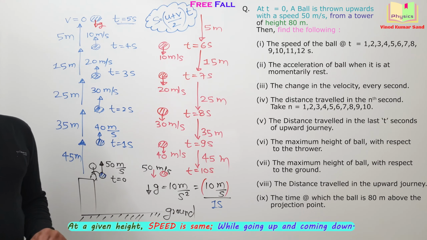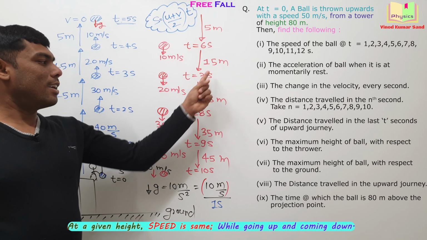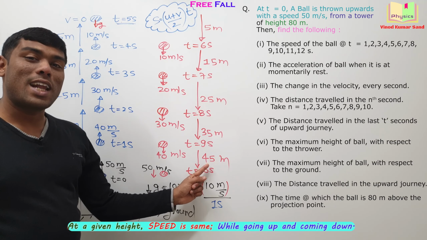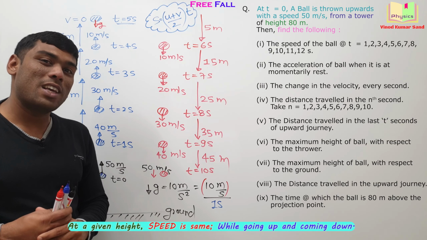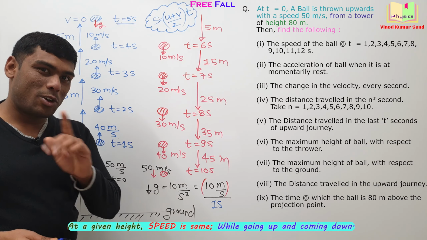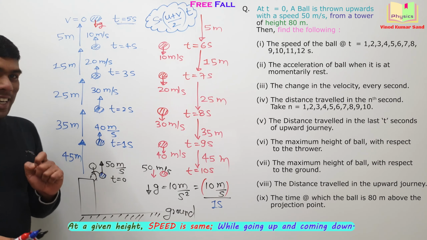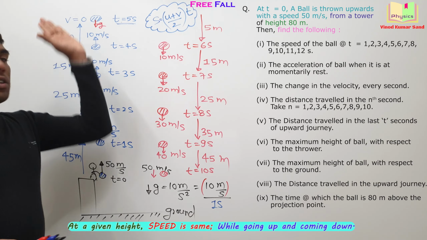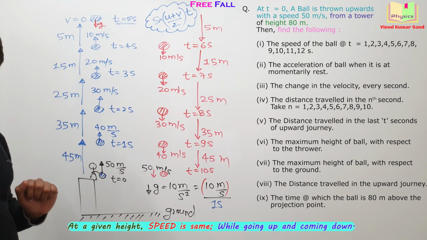Here is one interesting thing. If you note down, check the ratio of these distances traveled every second. What is that ratio? 1 is to 3 is to 5 is to 7 is to 9. The ratio is lying in the odd numbers starting from the unity. That is known as the Galileo's law of odd numbers. On that topic, there is a complete video. You can check that in the playlist. Now, the next important thing to note down, the distance traveled in the last t second of its upward journey is independent of the initial speed.